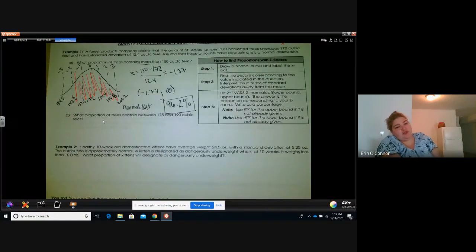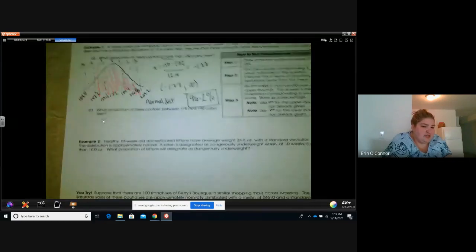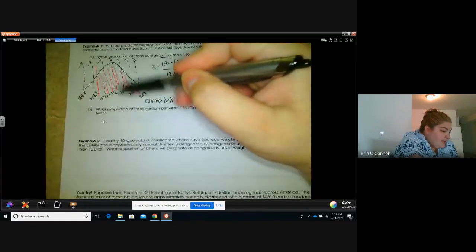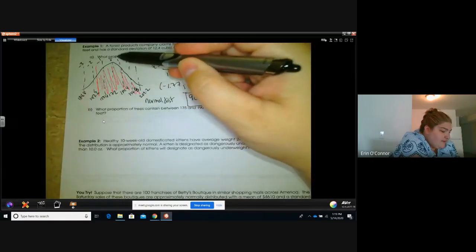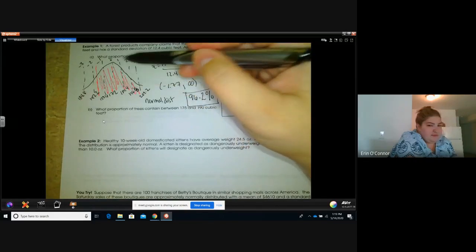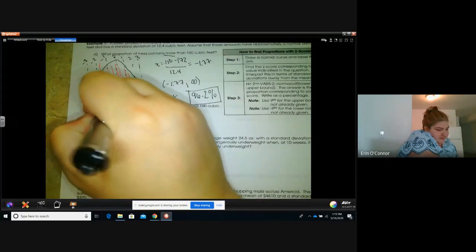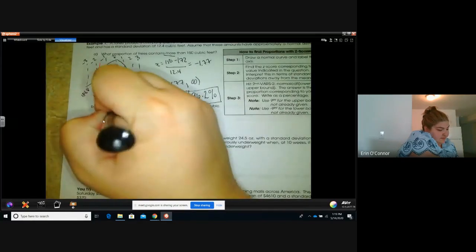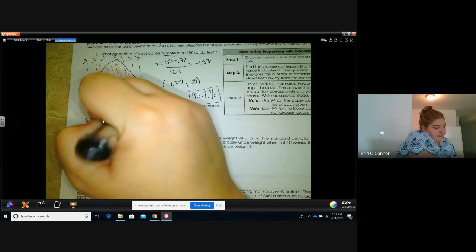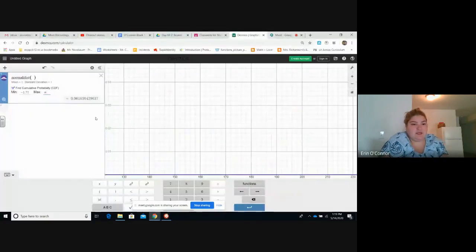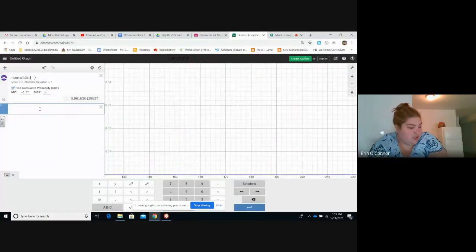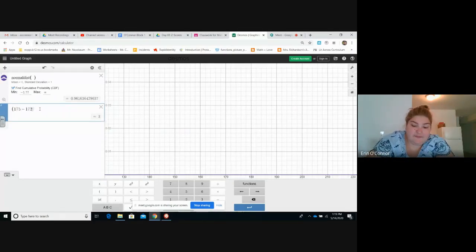All right, now what proportion of trees contain between 175 and 190 cubic feet? So 175 is going to be around right here between 0 and 1. And 190 is going to be between 1 and 2. So let's figure out what they are. So the first z-score is 175 minus 172 divided by 12.4. Let's put that into Desmos. I'm going to leave the normal distribution up because it's going to make our lives easier later. 175 minus 172 divided by 12.4.